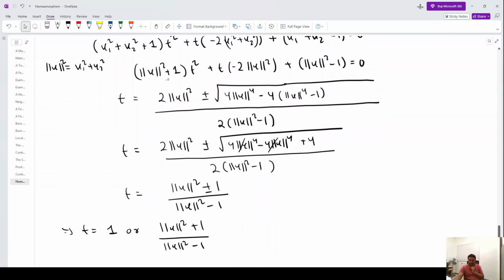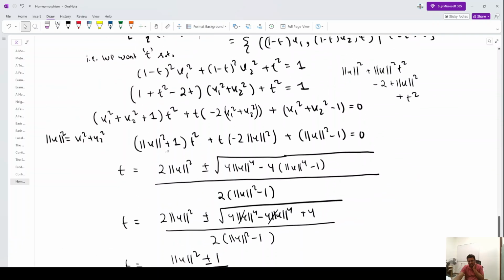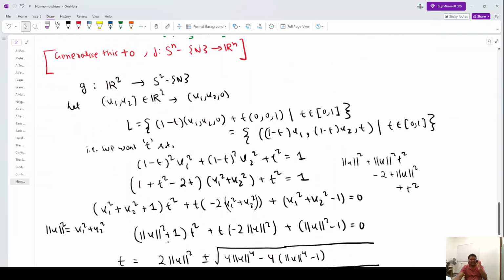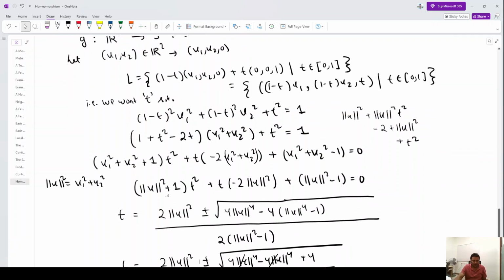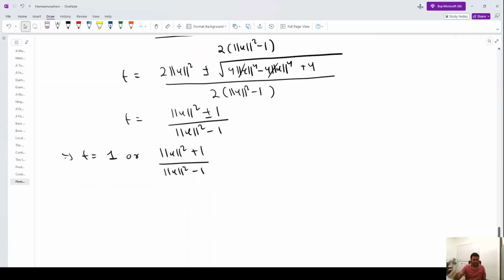Can t be 1? Look at the situation. If t is 1, then I'm getting the North Pole. Definitely you will have two solutions. There are two possibilities of t when we square it and sum each component, because we are looking at the points which lie on the sphere, right? So I don't want the North Pole because the North Pole is removed out of the equation. So this implies t has to be this. So this is your t.